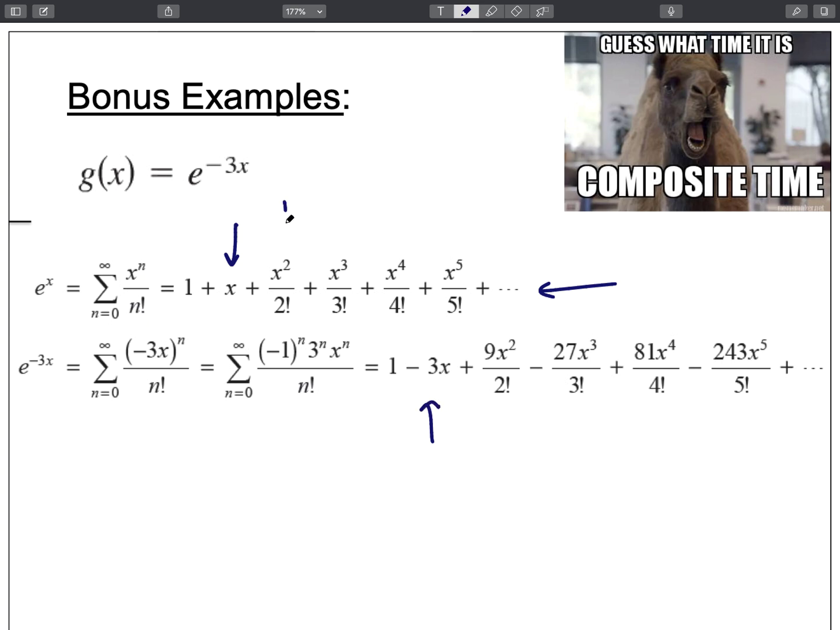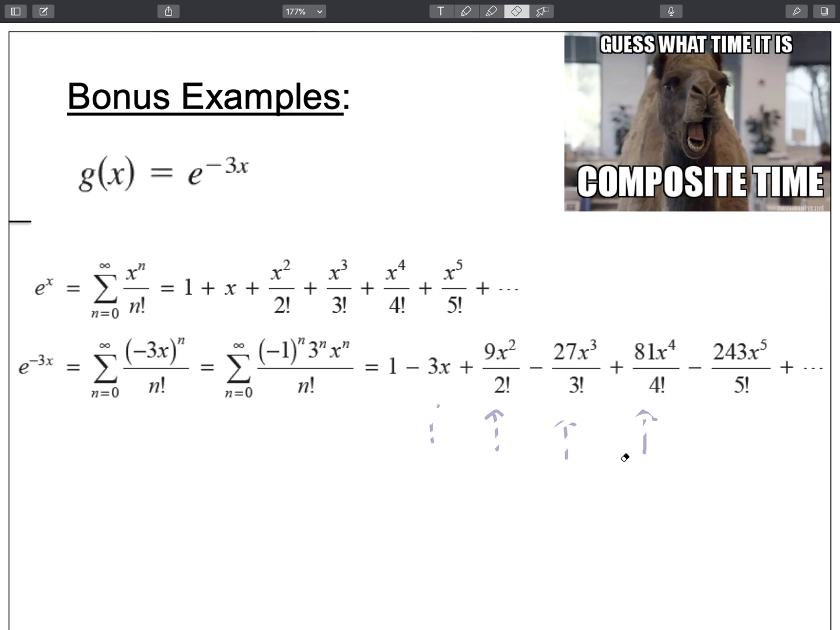What if I take negative 3x quantity and I square it? Well, then negative 3x times negative 3x is positive 9x squared. How about if I take negative 3x and I cube it? Hopefully you'd agree that's negative 27x cubed. What if I take it to the 4th? I can keep going. It's going to be positive 81 and just kind of working my way down the line. Basically, I'm just taking negative 3x and replacing it for all the x's that I know inside of the power series for e to the x. So hopefully you got something like this.